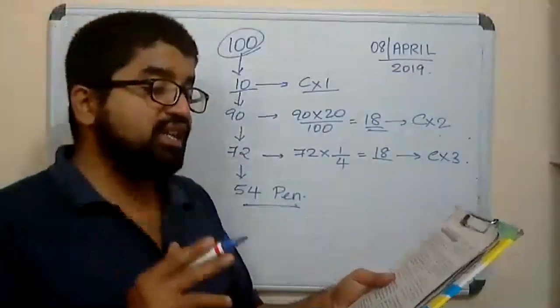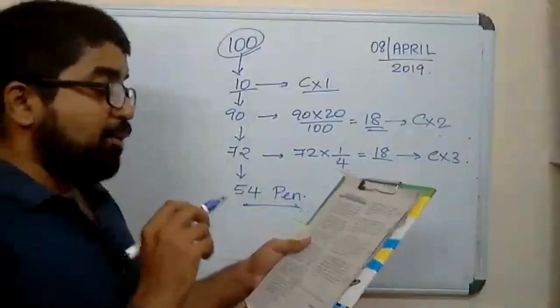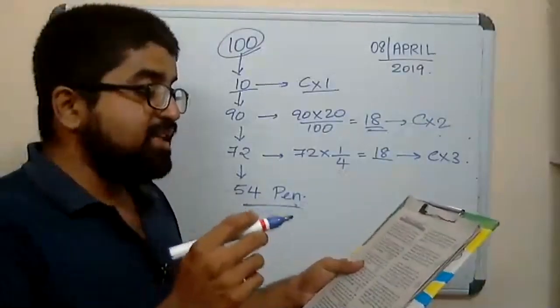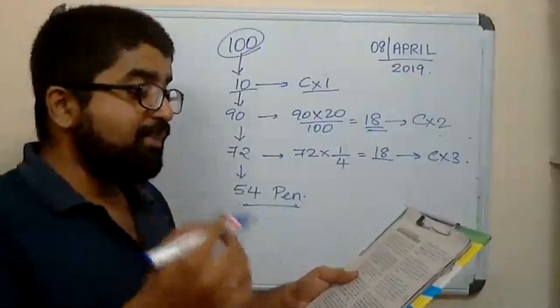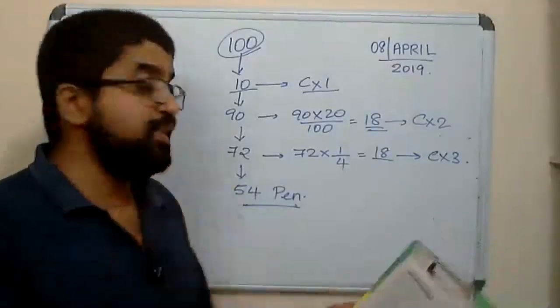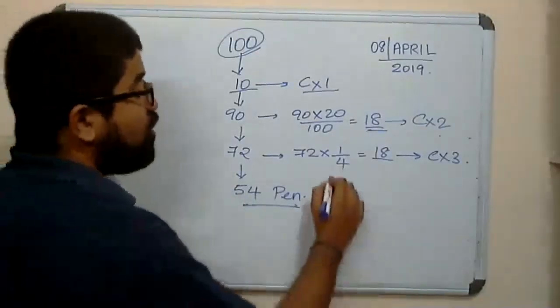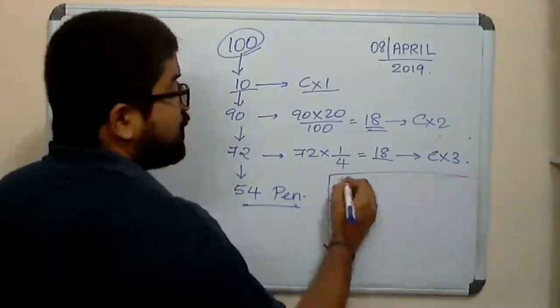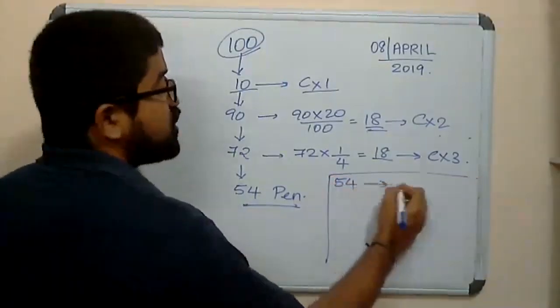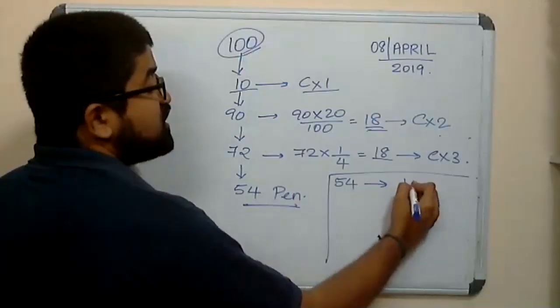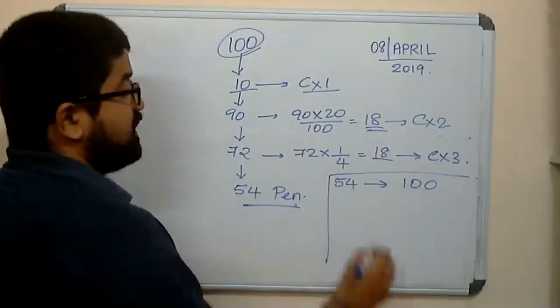But in the question, it is given that the shopkeeper is left with 270 pence in his shop. And how many pence were there initially in the shop? That is the question. So we can now make a comparison here. 54 pence remains in the shop if I assume that the initial value to be 100.